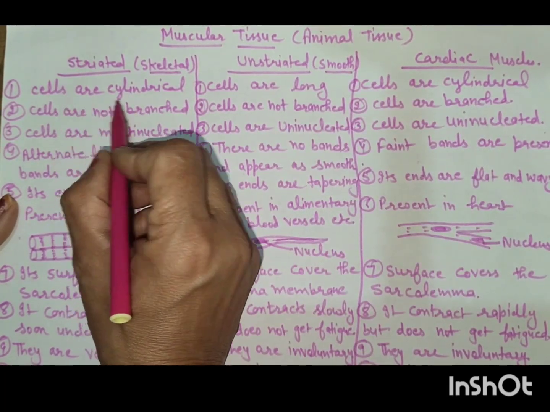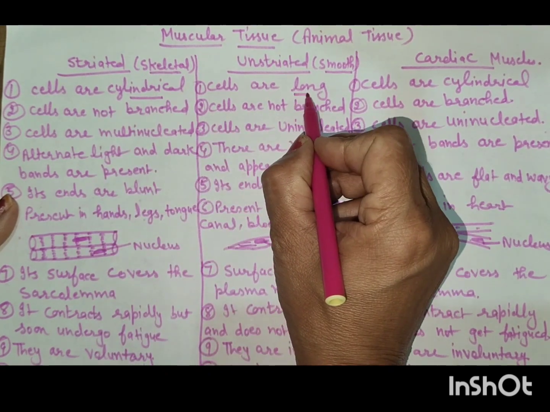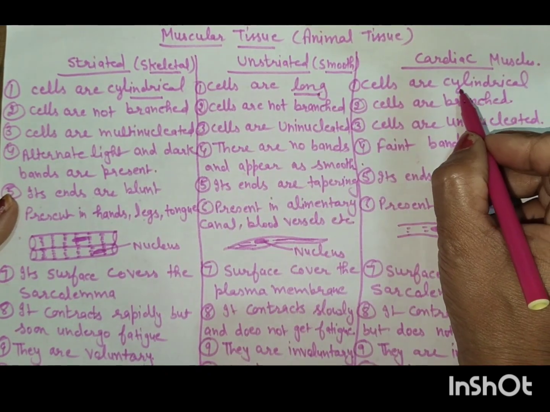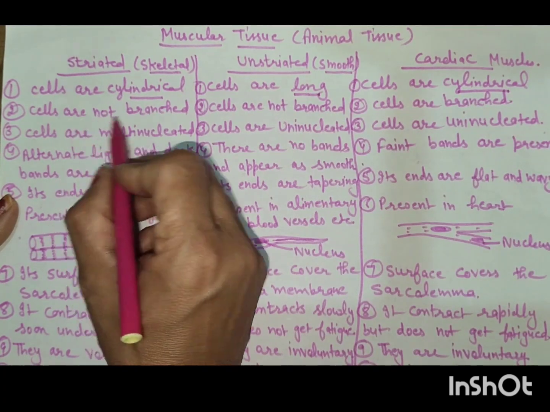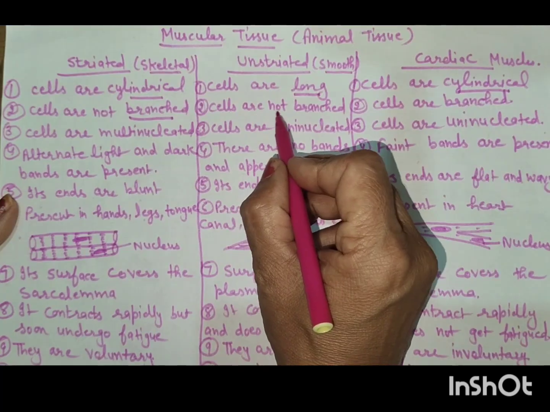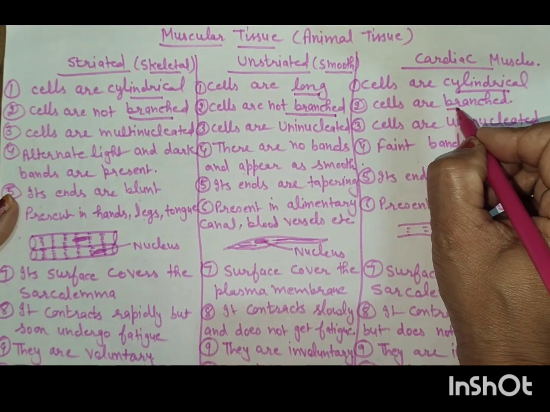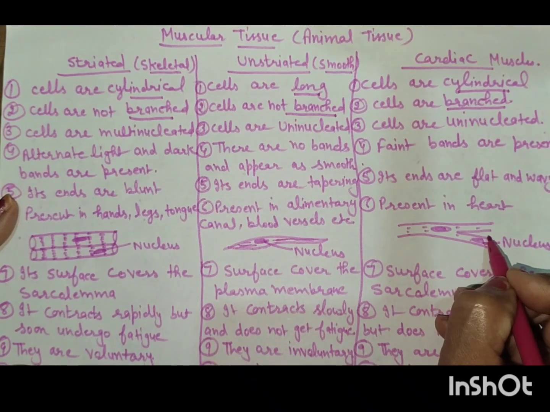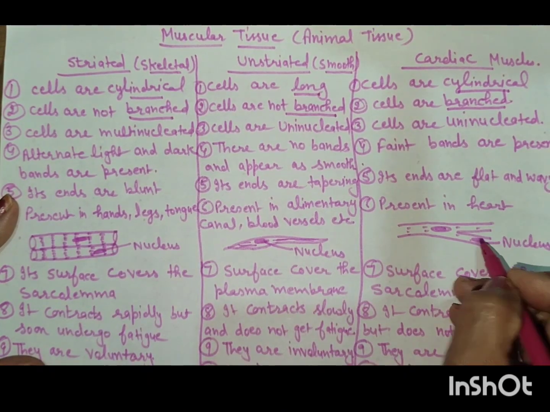Striated muscle cells are cylindrical. Unstriated cells are long. Cardiac muscle cells are cylindrical. Striated muscle cells are not branched. Unstriated cells are not branched, but cardiac cells are branched, just like this. These are unbranched, unbranched, and branched.